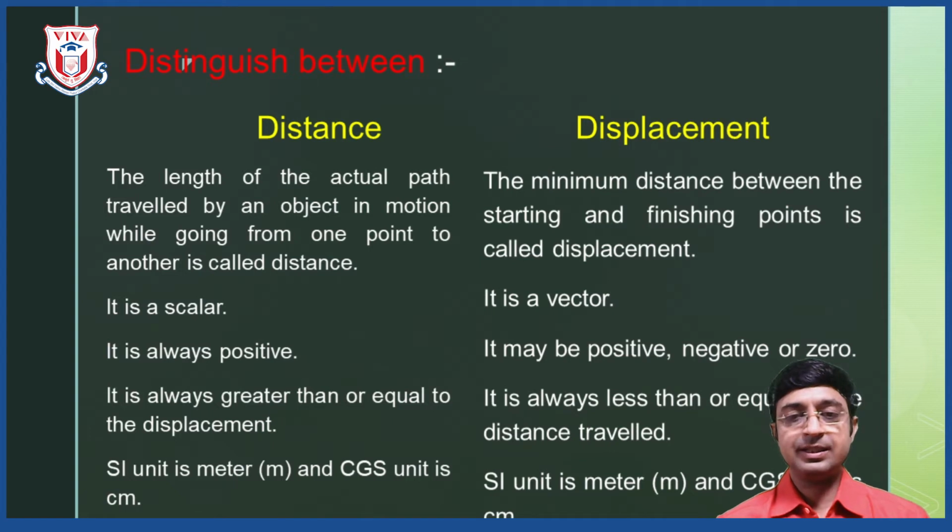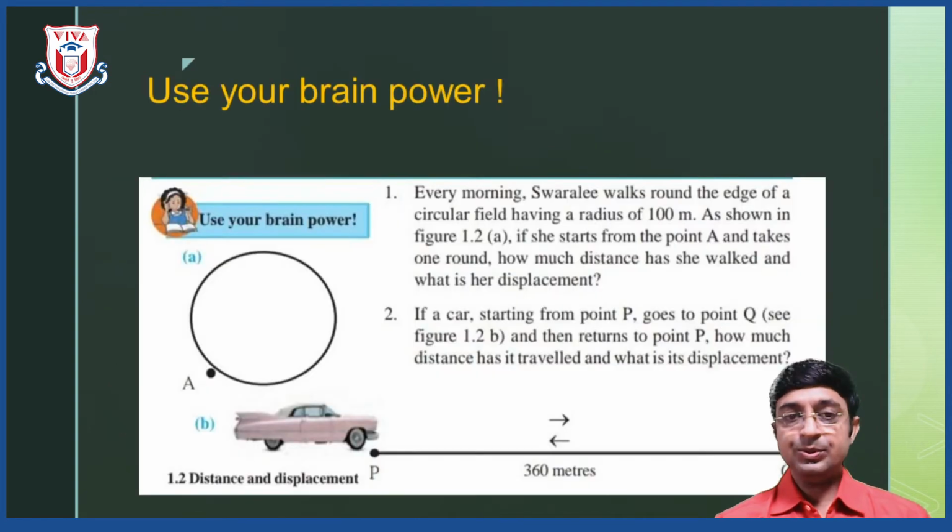for both the terms, that is distance and displacement. Now use your brain power. What is given for us here? First point. Every morning Swarali walks around the edge of a circular field having a radius of 100 meter as shown in figure 1.2a. If she starts from point A and takes one round, how much distance has she walked and what is her displacement?